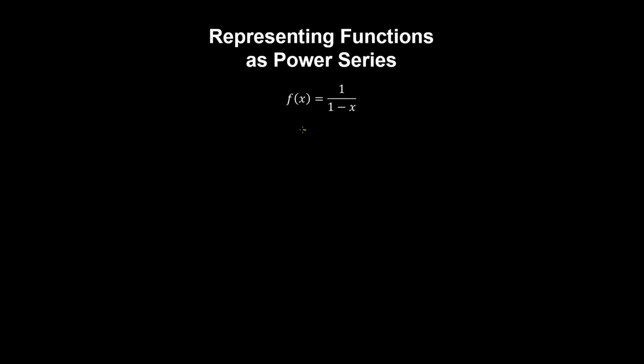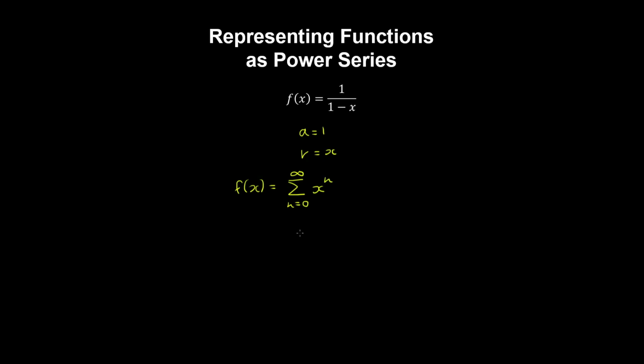So here we have a constant of 1 and a ratio of x. And therefore we can write this function as a geometric series. So a is 1 multiplied by the ratio to the power of n.